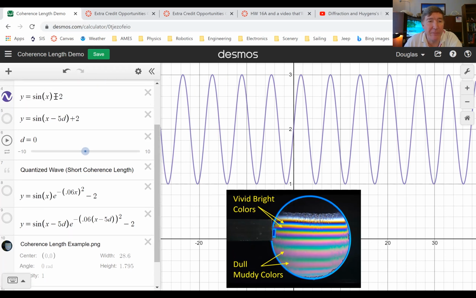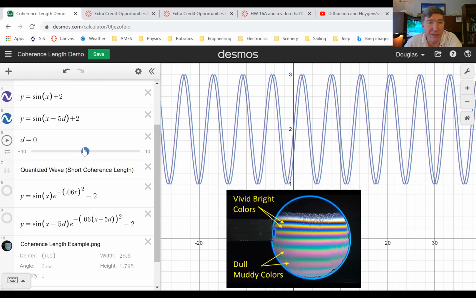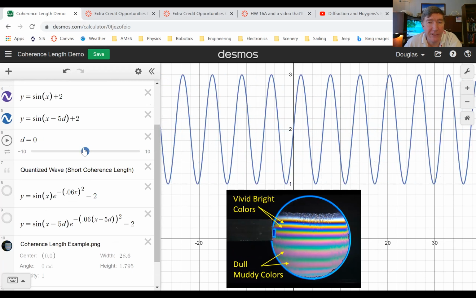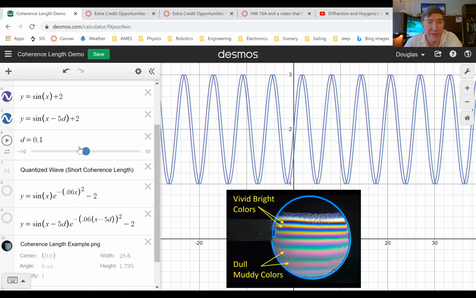Now I put in a +2 because I wanted to raise it up. Don't worry about the +2. So this is a generic sine wave, as simple as it can get. And then down here, this is another sine wave. And you can see I can shift them using this little slider here. All right, so the first wave, that's the wave that reflected off the front surface of the film.